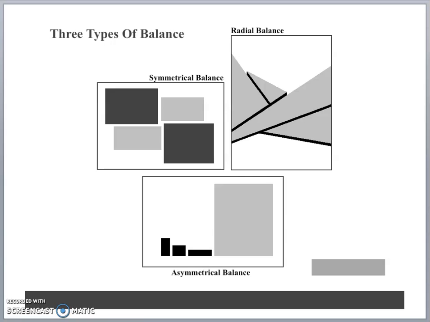There are different types of balance. There's basically 3 that the experts talk about: symmetrical balance, radial balance, and asymmetrical balance. I won't talk too much further about radial balance, but I'll talk a bit about symmetrical and asymmetrical. So let's get into that.